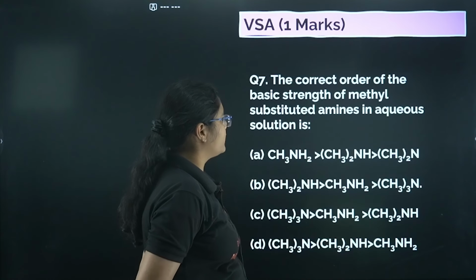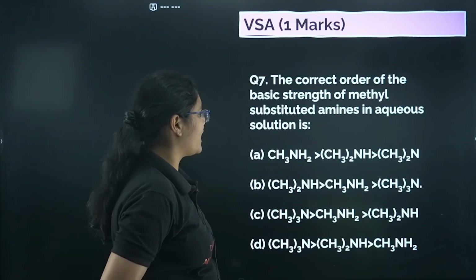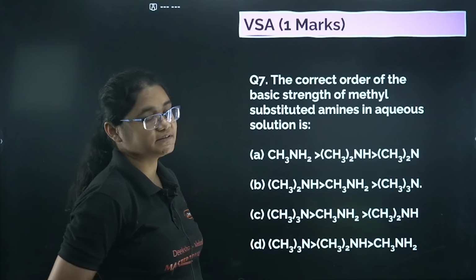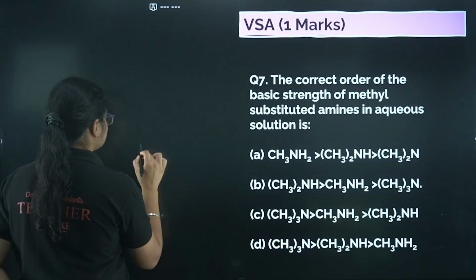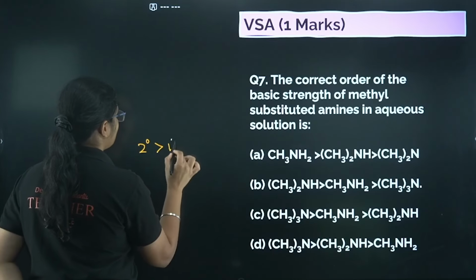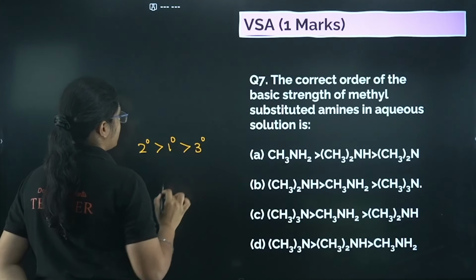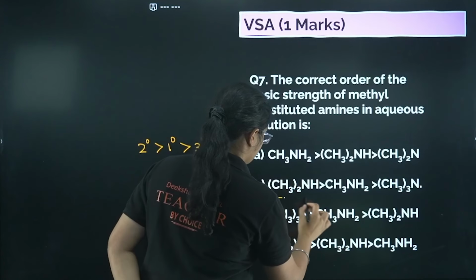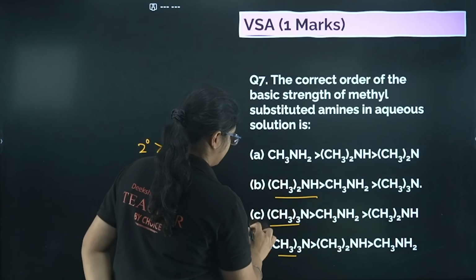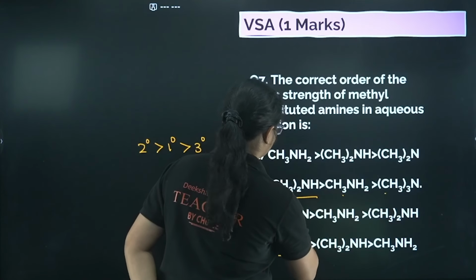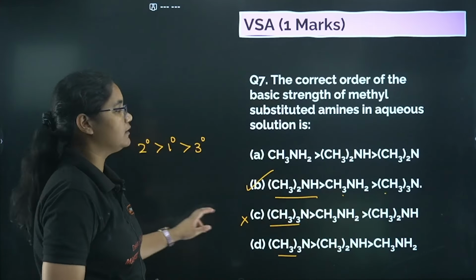Next, the correct order of the basic strength of methyl substituted amines in aqueous solution is. So for methyl substituted amines, it is 2 degree, 1 degree and 3 degree. First of all I have 2 degree; here it is 3, here it is 3, so I can eliminate those. 2 degree, 1 degree, 3 degree, that is option number B here.